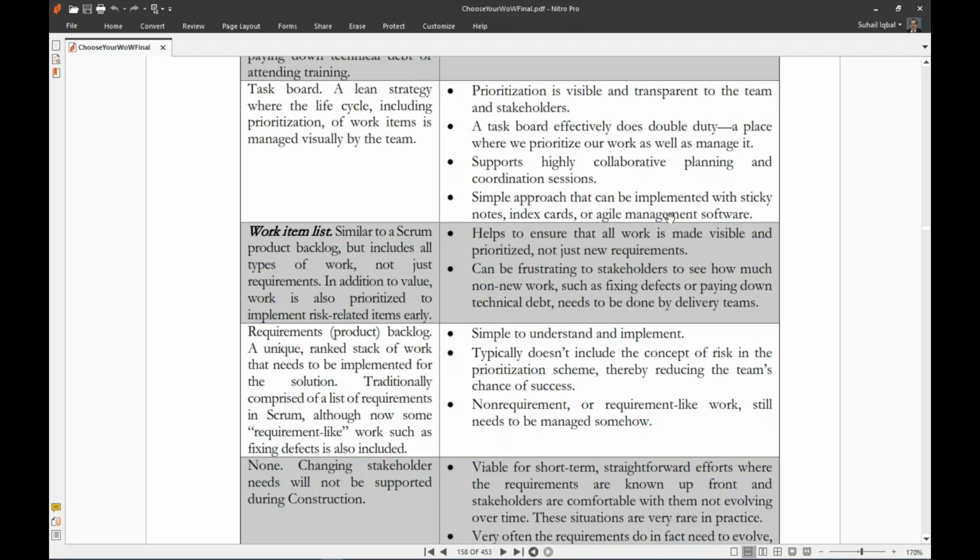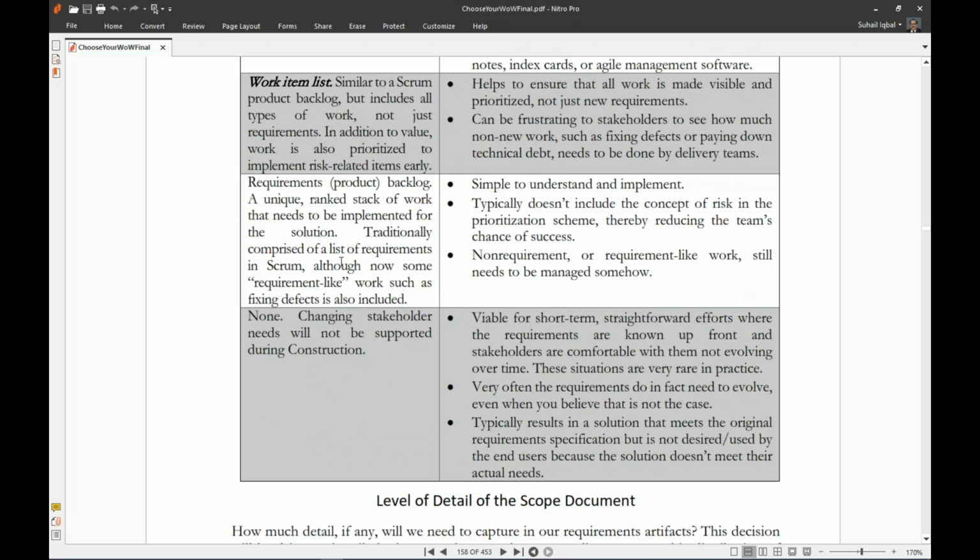A simple approach that can be implemented with sticky notes, index cards, and agile marketing. Work item list: similar to a Scrum product backlog, but includes all types of work, not just requirements. In addition to value, work is also prioritized to implement risk-related items.